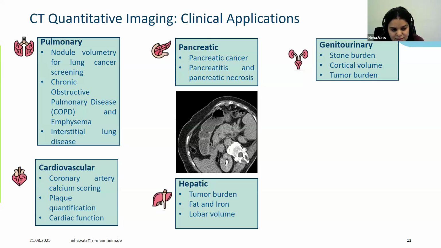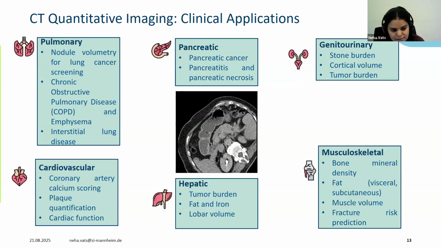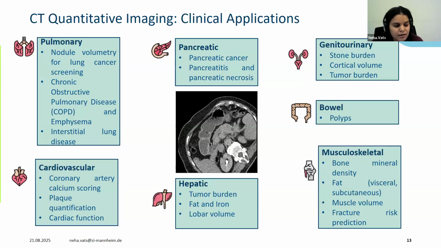In the musculoskeletal applications, it helps us to measure bone mineral density or fat, visceral fat or subcutaneous fat. In case of fracture prediction, or muscle volume can also be measured. Then also in the cases of bowel or intestine to diagnose polyps.